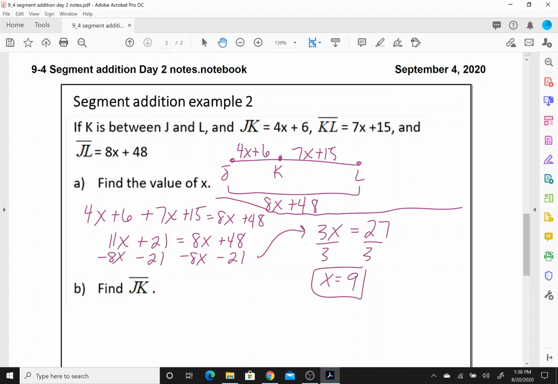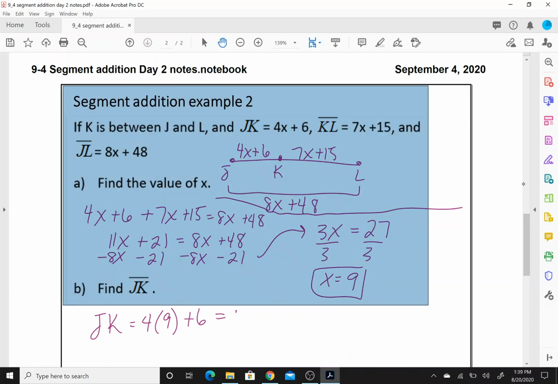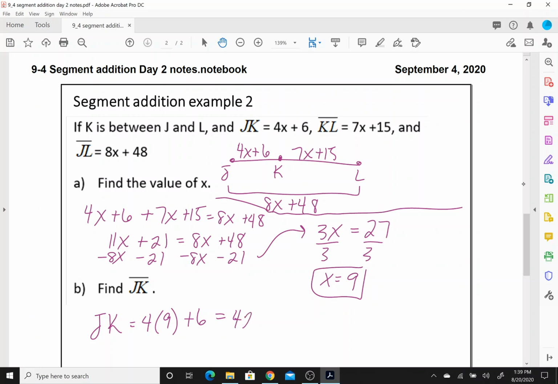So they ask us to find x, and now it says find the length of JK. So all we have to do is take that x value and plug it in for JK. JK would be 4 times our value of x, which is 9, plus 6. So y'all, what is 9 times 4? Okay, 36 plus 6 is going to give you 42. And that's JK.